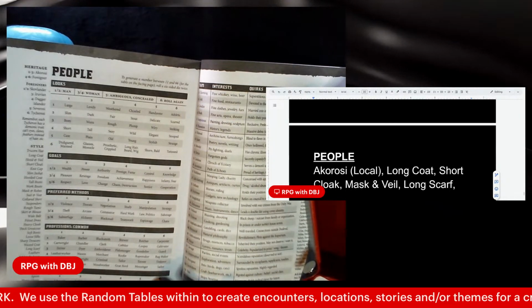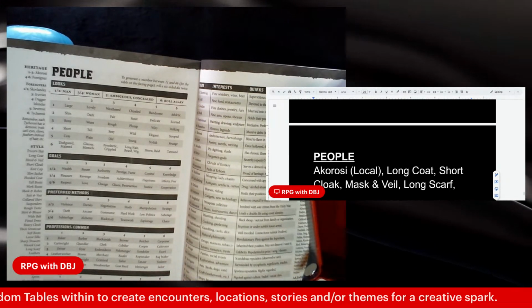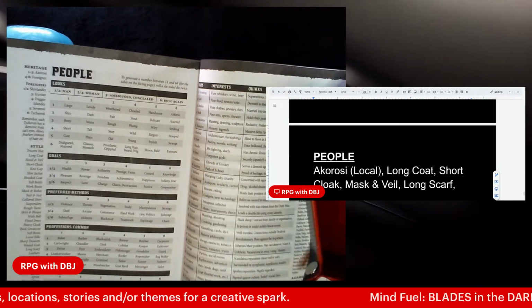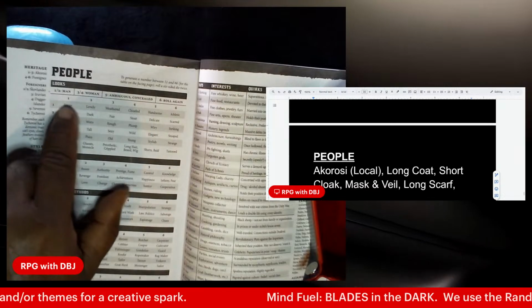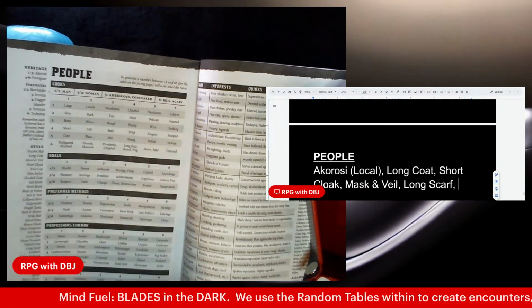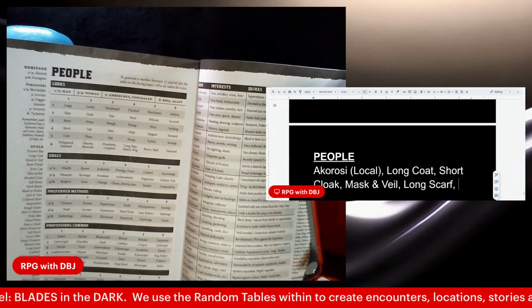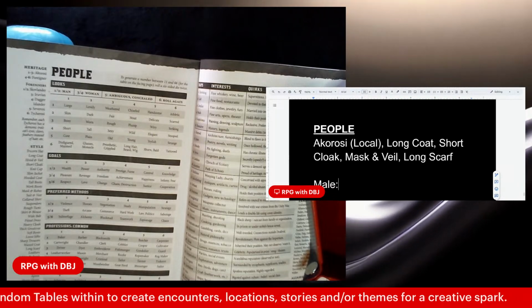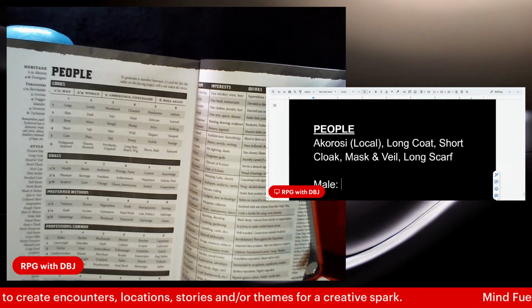All right, looks. Let's roll a d6. Number 2, it's a man. At the top we have man, woman, ambiguous or concealed, and roll again. So we have ourselves a male, and let's get some more details in here.